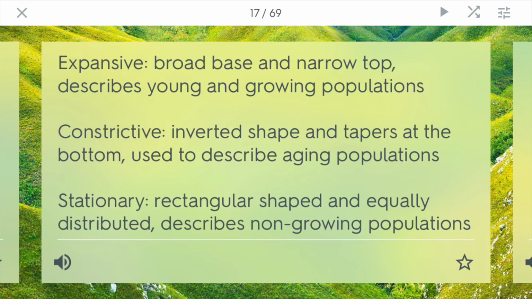A stationary shape is a rectangular shaped and equally distributed model. It generally describes countries in transition, and it describes non-growing population. Generally, the replacement rate is about the same. There are the same amount of seniors as middle-aged people as young people.